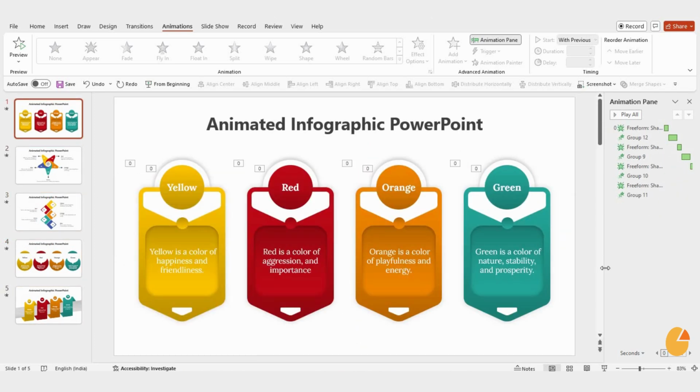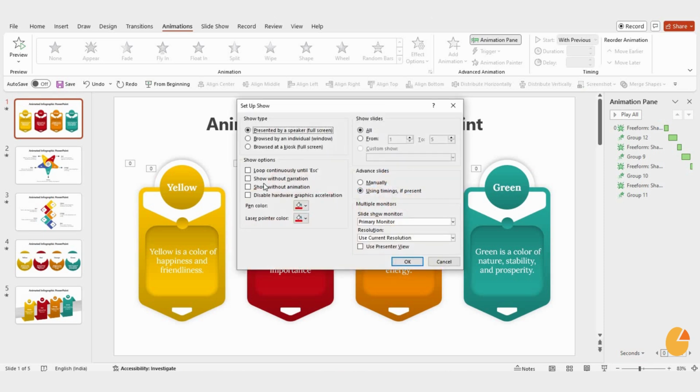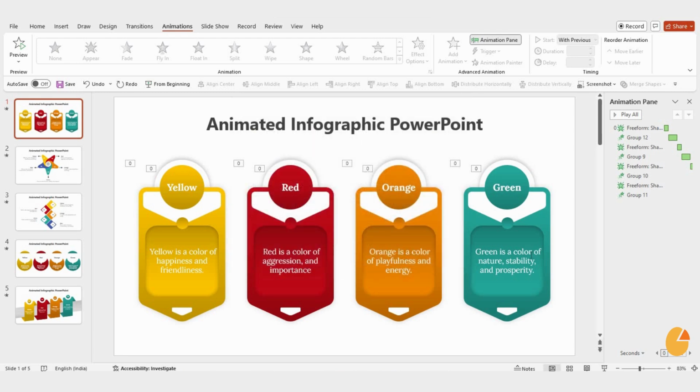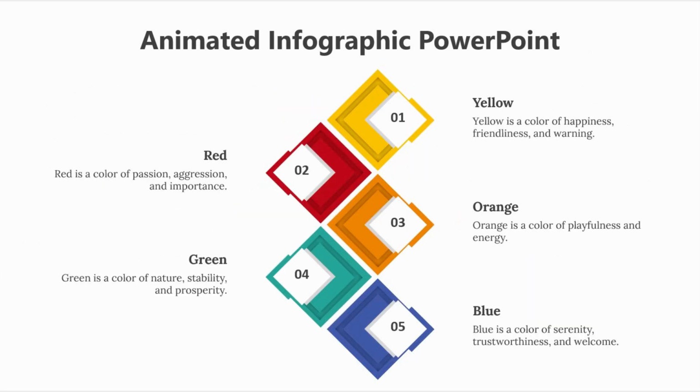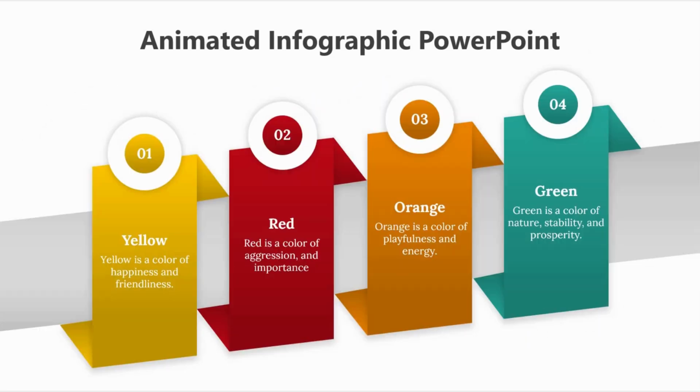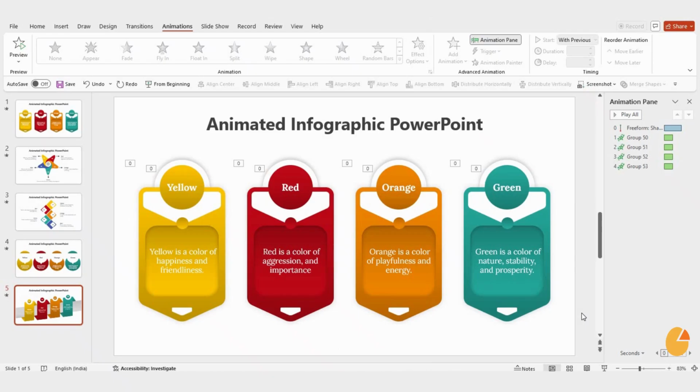First, hold down the Shift key and click the Slideshow button. This opens the Set Up Show window. Now, select Show without animation and hit OK. When you start your slideshow now, you'll see all your slides, but without any animations. It's like they've been temporarily disabled, super handy, right?